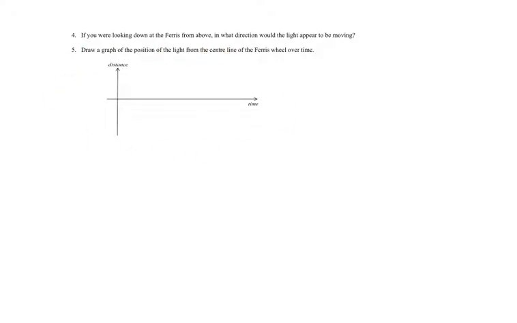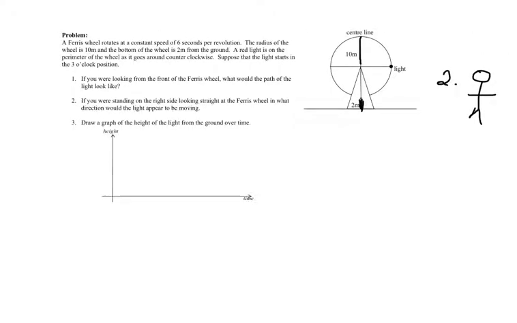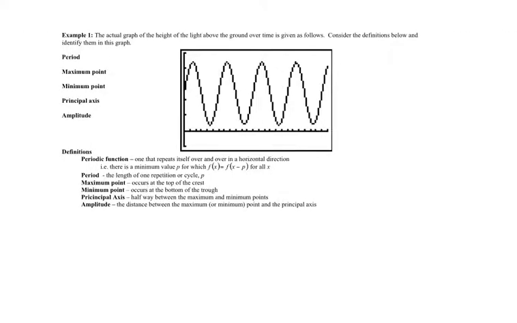Position of the light from the center line. So we've got our center line drawn in here. Okay, and here's the actual height of the light above the ground over time. So down here are the definitions of all of these things. So period is the length of one repetition or cycle. So you're trying to think about the information that was given for the Ferris wheel, and determine what the period is for this. The maximum point, what's the highest point that the light reaches?